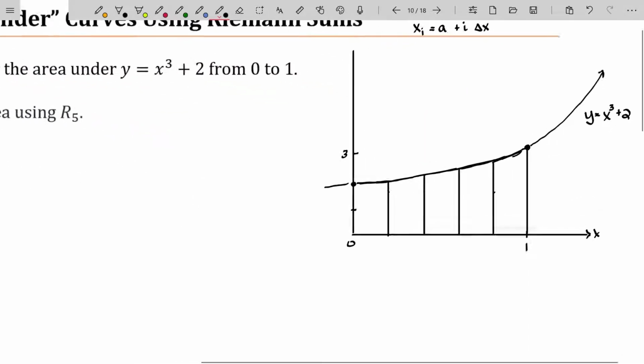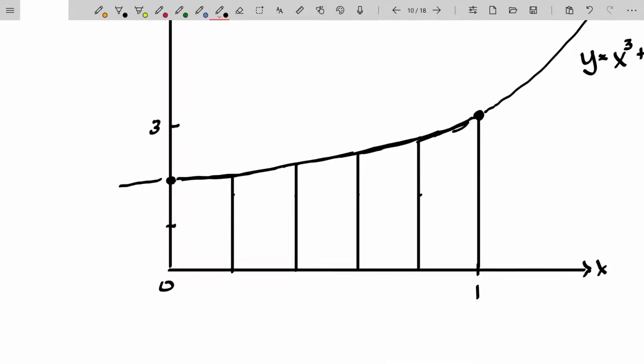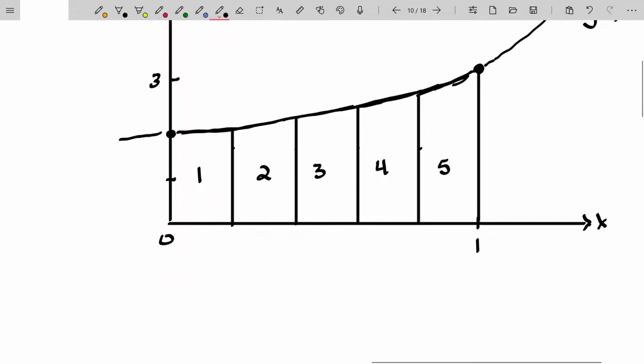Normally you would not be able to actually draw out all the slices that you need, but since this is the beginning of us learning about this, it's good to see each of these slices. So you can see that I have 5 slices, right? Here's the first, here's the second, third, fourth, and the 5th slice. Each of those has a width of 1 minus 0 over 5, or in other words, 1/5. That's the width of each of those slices.